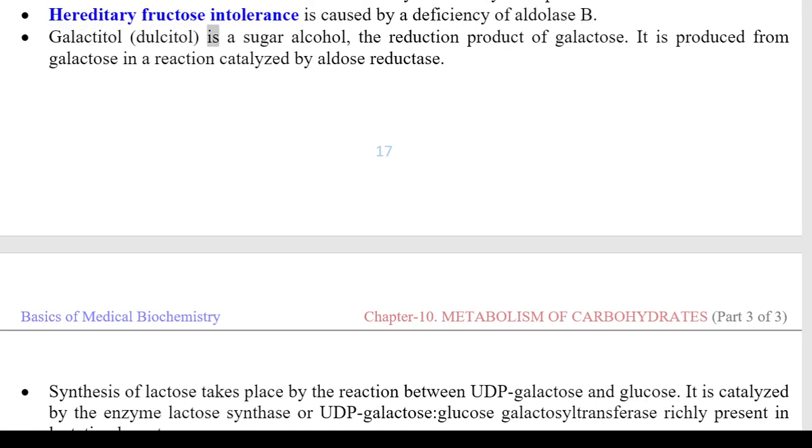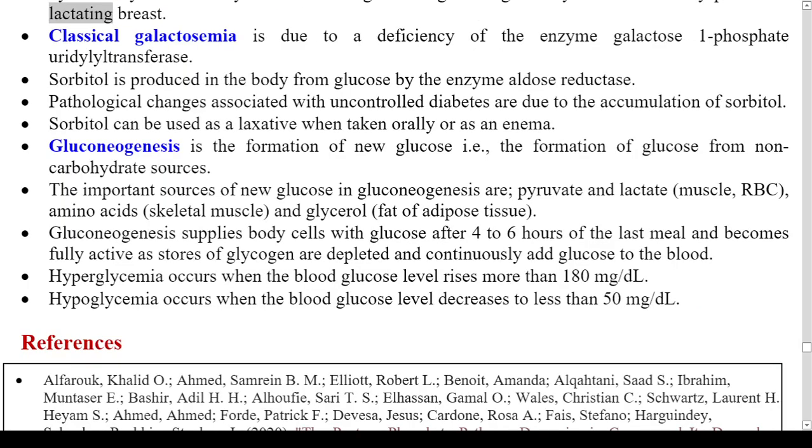Galactitol, dulcitol, is a sugar alcohol, the reduction product of galactose. It is produced from galactose in a reaction catalyzed by aldose reductase. Synthesis of lactose takes place by the reaction between UDP galactose and glucose. It is catalyzed by the enzyme lactose synthase, or UDP galactose glucose galactosyl transferase, richly present in the lactating breast. Classical galactosemia is due to a deficiency of the enzyme galactose 1-phosphate uridyl transferase.